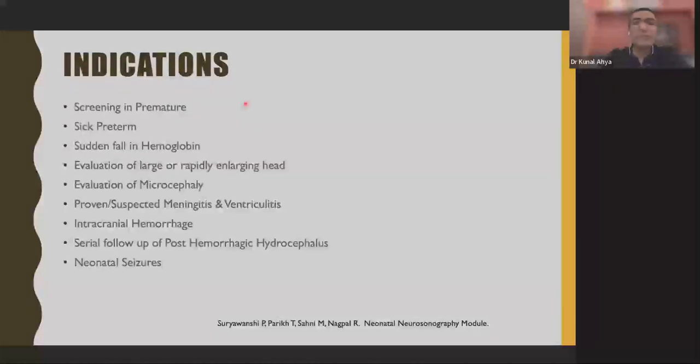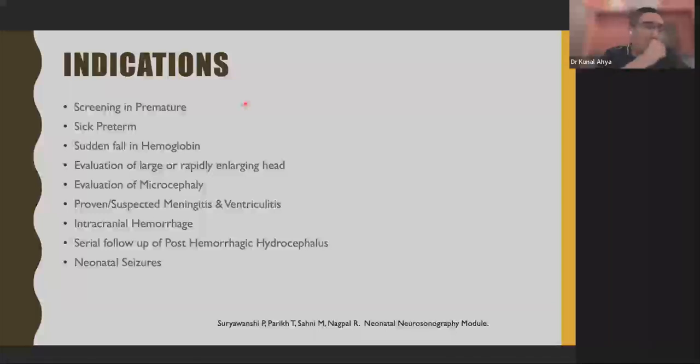So now once the machine is ready, we need to know in which babies we need to do a head ultrasound. Usually it is done in the premature babies as a screening measure for intraventricular hemorrhage. As a routine, I will tell you after a few slides how we set the protocol. In any sick baby, you have to do a head ultrasound to rule out whether the baby is having IVH, hydrocephalus, or any other issues.